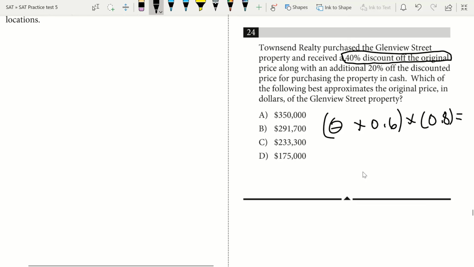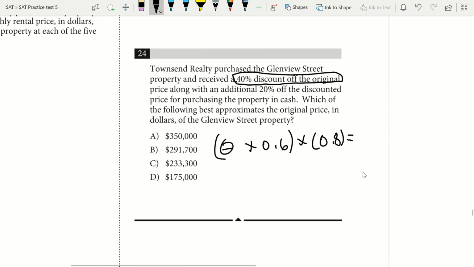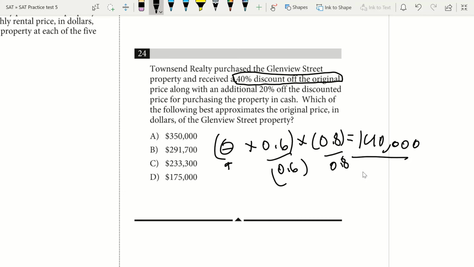All right, so I'm going to move this over so we can see this. So we got 140,000. So now I'm going to manipulate this to solve for my original price. When I do that, I have to divide by 0.6, and I also have to divide by 0.8. So I divide this side by 0.8 and 0.6. Now I'm going to plug that into my calculator here, and we will see what I get. So I got 140,000 divided by 0.8 in parentheses times 0.6 end parentheses, right? I do that, and I get 291,000 and about 700. So my answer there is going to be B.